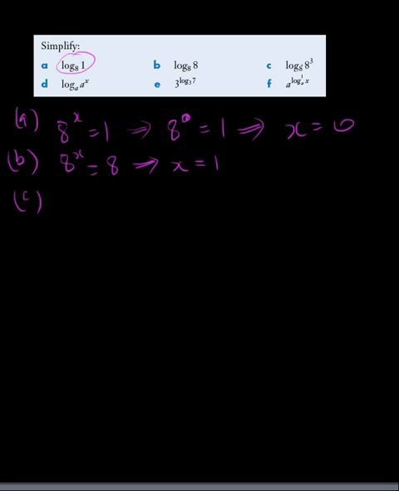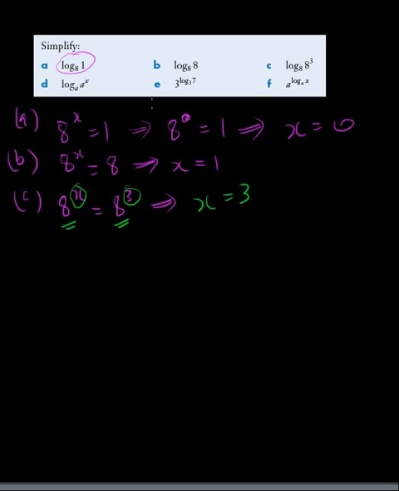C. If I have log base 8 of 8 to the power of 3, well, that's straightforward. So 8 to the power of something is equal to 8 to the power of 3. You match the x with the 3, right? Because the base is the same. So therefore, x must be equal to 3.